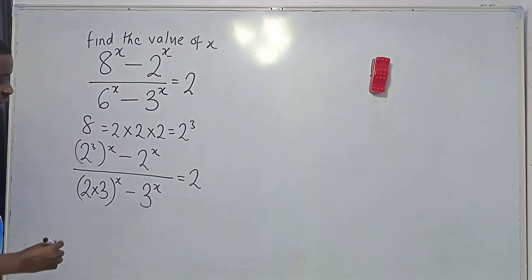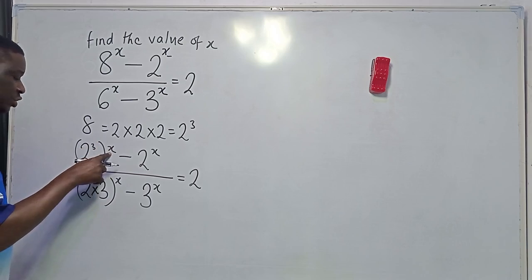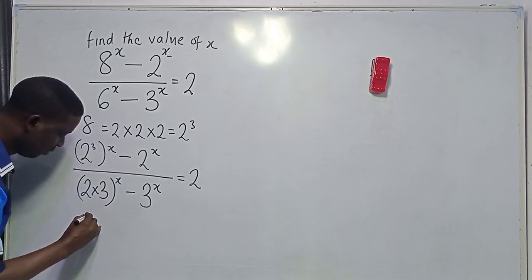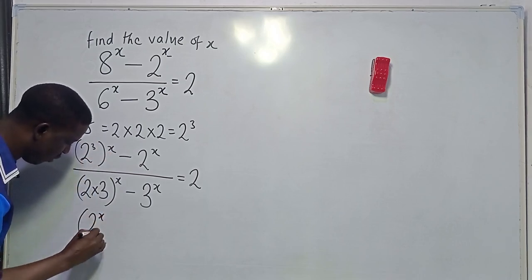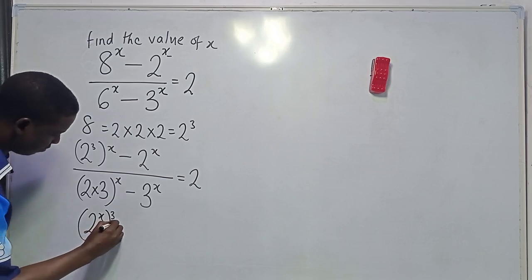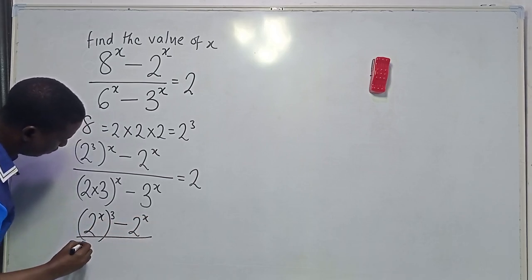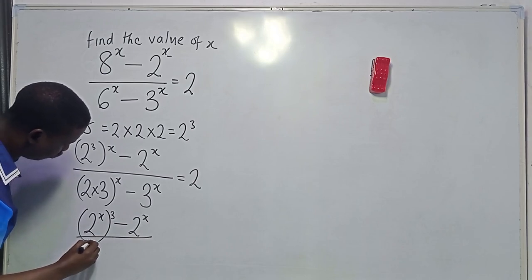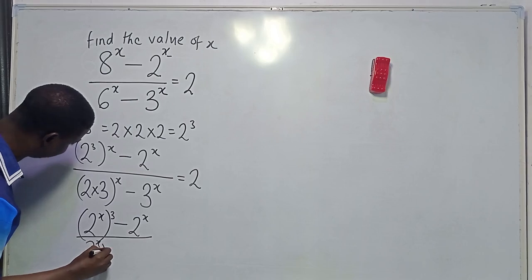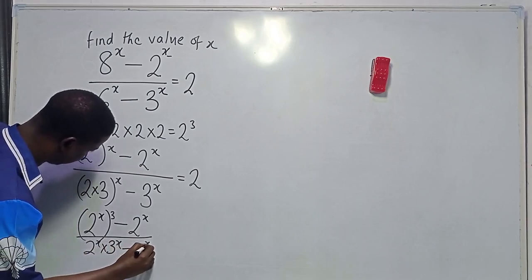We'll play with it. Now (2 raised to the power of 3) all raised to power x can be written as (2 raised to power x) all to the power of 3, minus 2 raised to power x, divided by 2 raised to power x times 3 raised to power x, minus 3 raised to power x.